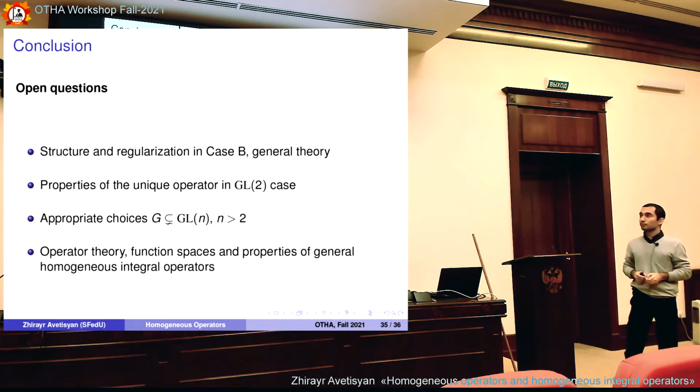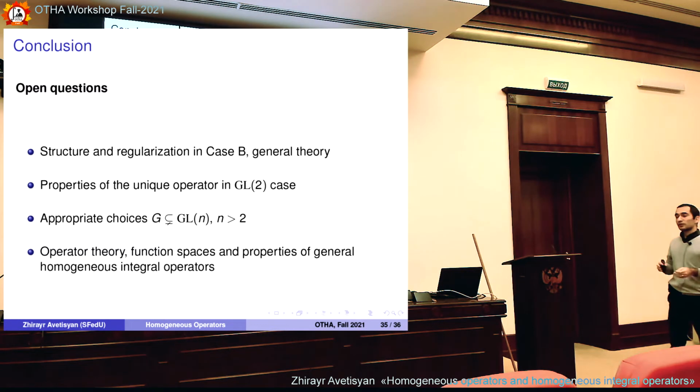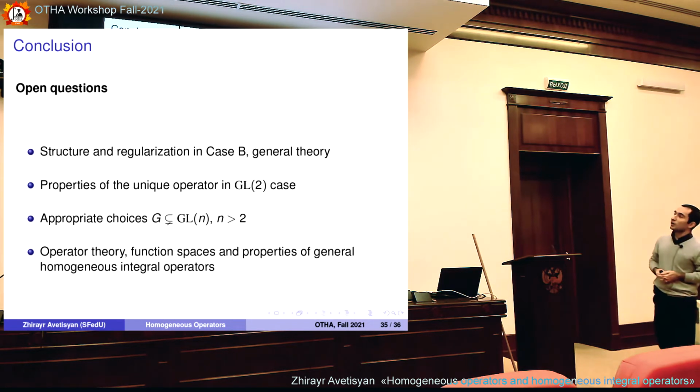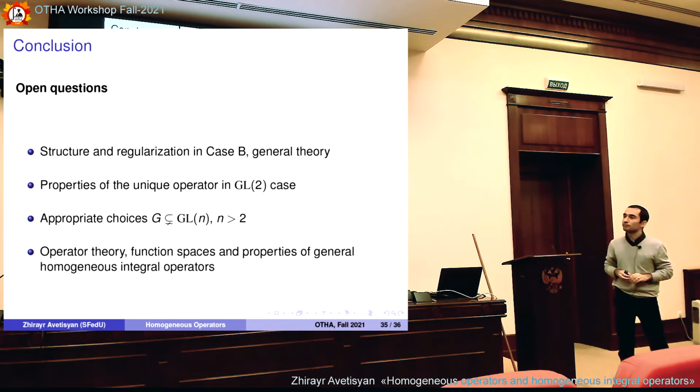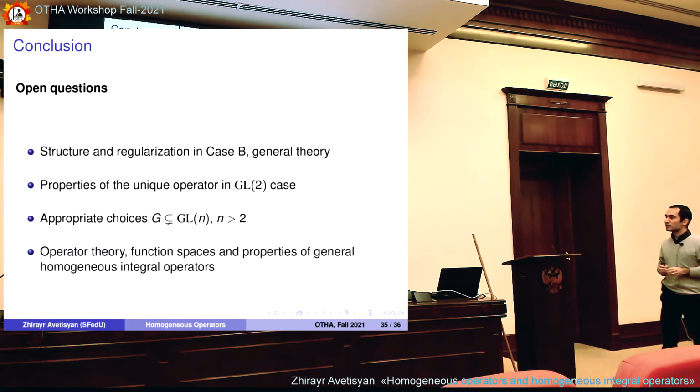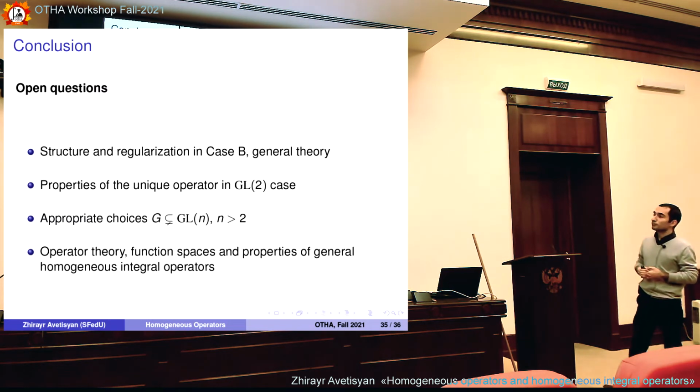So what remains to do? First, it remains to understand the structure of singularities and how to regularize the corresponding singular operators in case B, because your kernels are always going to be singular. This is something we are also working on. Then, to understand that unique operator which we have already found, the one related to the Hilbert transform, in fact, you can show that it can be factorized into the action of a Hilbert transform and the Radon transform and something in between, but maybe it has some further realizations as well. It's an interesting case which needs to be studied separately.